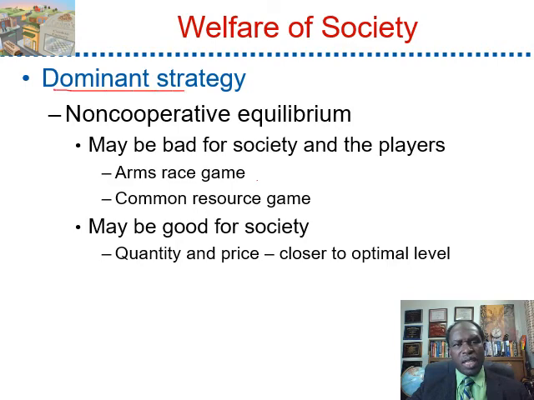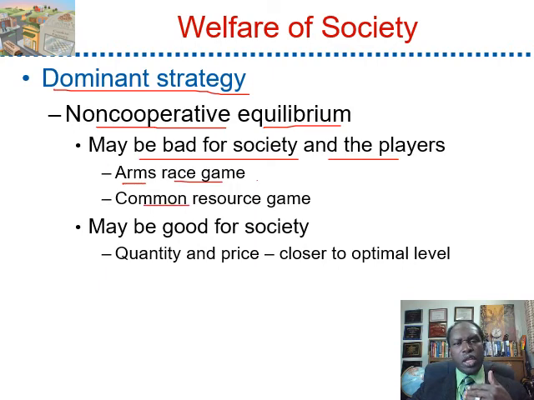What is the dominant strategy? The dominant strategy is a non-cooperative equilibrium that may be bad for society and the players, as in the case of the arms race game. In the case of the common resources game, it may be good for society, with quantity and prices closer to the optimal level.